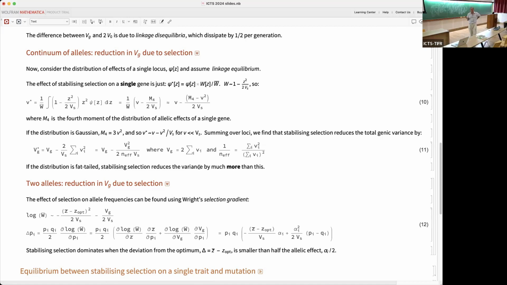So in a sense, as long as the mean's at the optimum, the selection acting on an allele will be entirely through the fact that the allele is increasing variance, and so an increase in heterozygosity will reduce fitness by alpha squared over 2Vs, and so effectively you have a selection against heterozygotes. Okay.